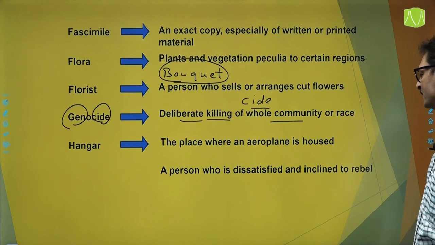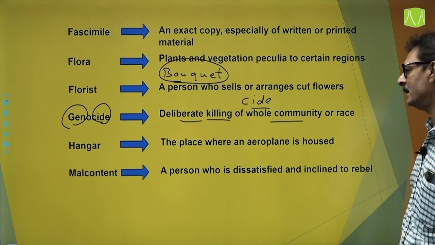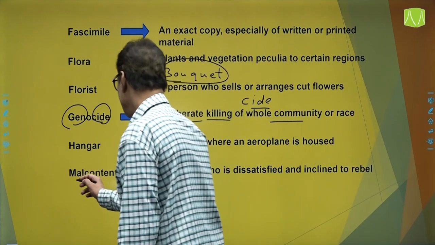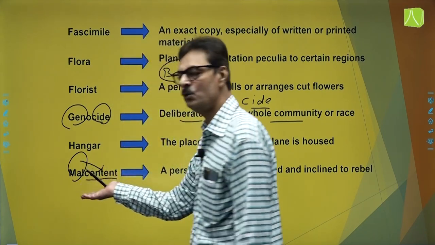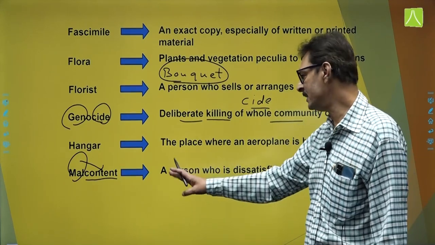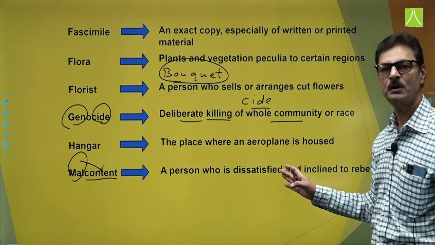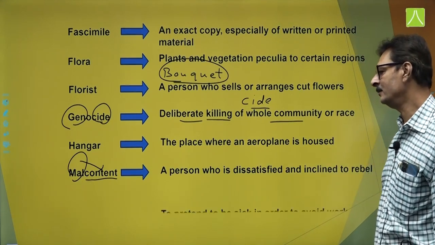A person who is dissatisfied and inclined to rebel. Jo hamesha asantush rehta hai. What is the person called? It is malcontent. Yes, see the word. Mal root, con for content, satisfied. Not satisfied. Root words agar aate hain, content is satisfaction, mal is not, not satisfied, not content. This is the word we are looking for. Ye hai aapka answer, malcontent.